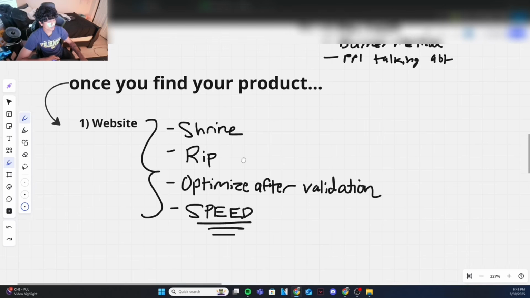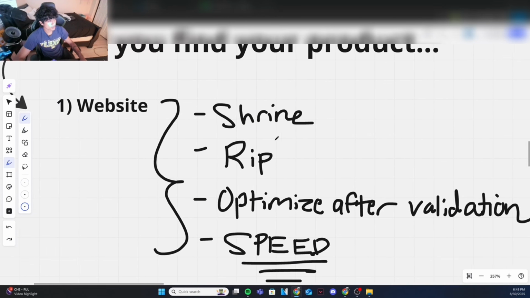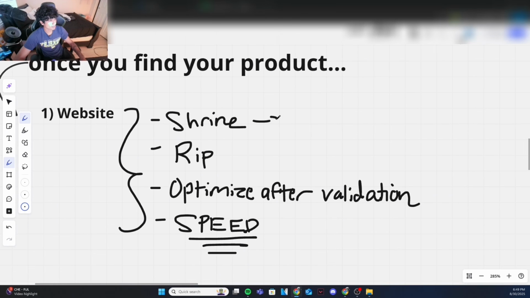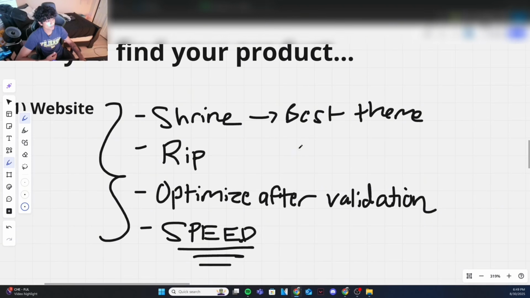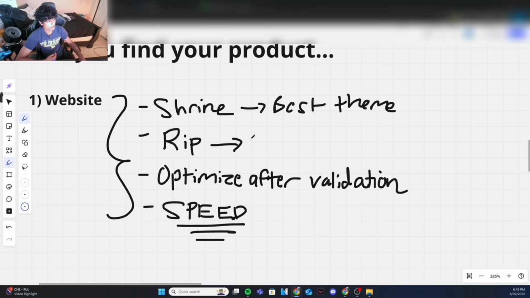Okay, so once you actually find your product, the first thing you're obviously going to do is make your website. I'm not affiliated with Shrine or anything, but this is going to be the best theme to use. It's the easiest theme. It has the fastest loading times. It's honestly outperformed a lot of actual custom landing pages I've made. So super easy, just plug and play. And everything on your website is going to be ripped. So you're just going to steal from competitors. And I'll explain this in a sec.